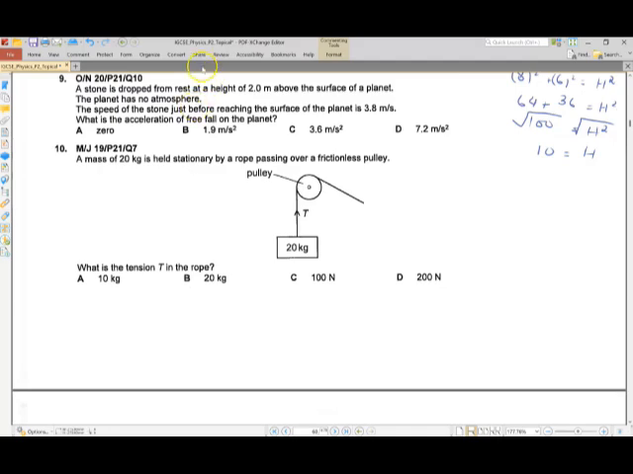A stone is dropped from rest at a height of 2 meters above the surface of the planet. The planet has no atmosphere. The speed of the stone just before reaching the surface of the planet is 3.8 meters per second. What is the acceleration of free fall on the planet? Okay.